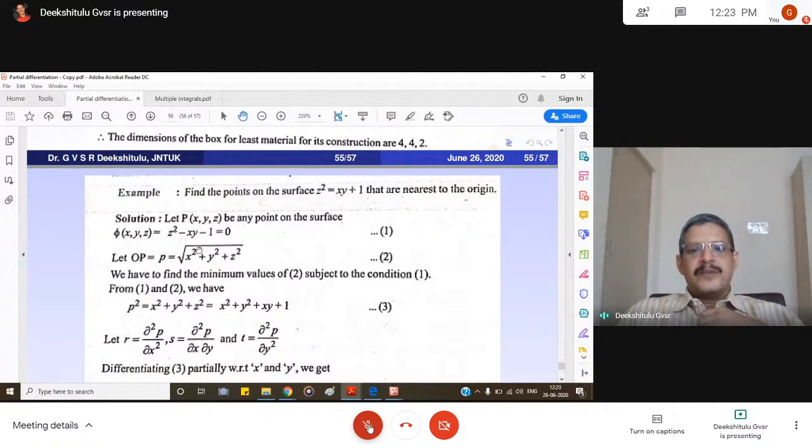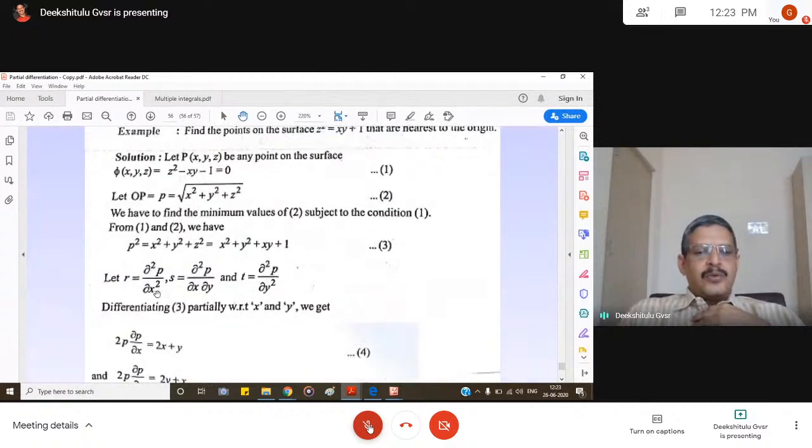Where is P? On the surface. So to find the points on the surface that are nearest to the origin, this distance we have to minimize. P square is equal to x square plus y square plus z square. Because it's a three variable function, we reduce the dimensionality. So what is z square? z square minus xy minus 1 is equal to 0, so z square is equal to 1 plus xy. Substitute here, so this is the function we have to minimize.